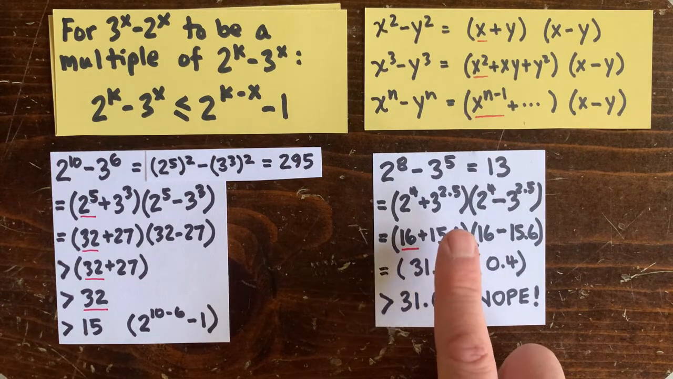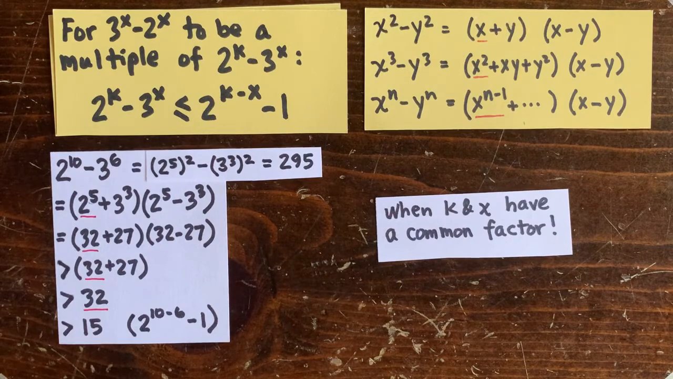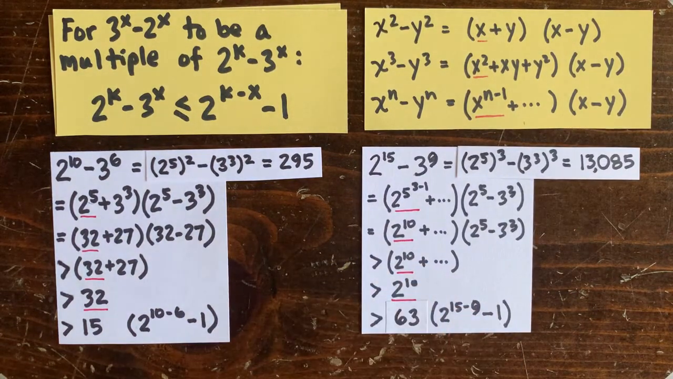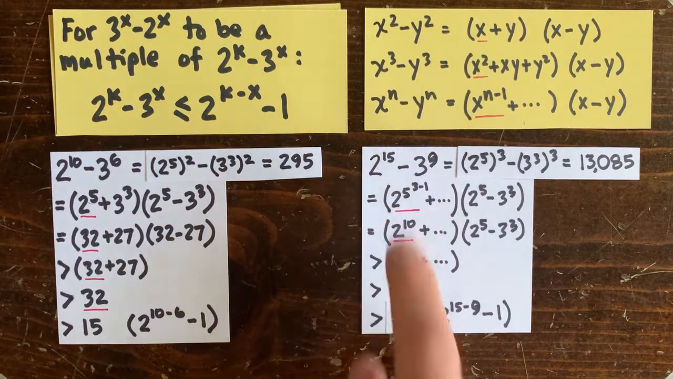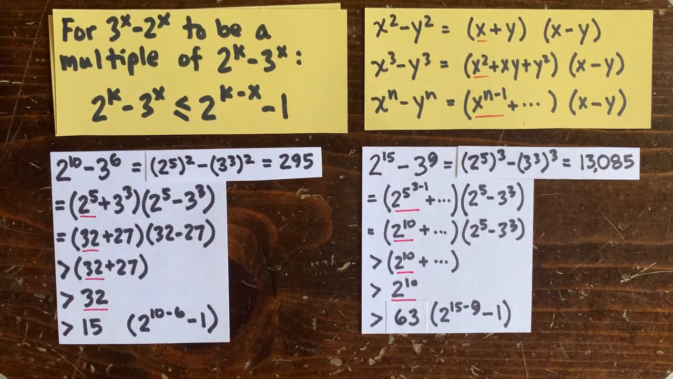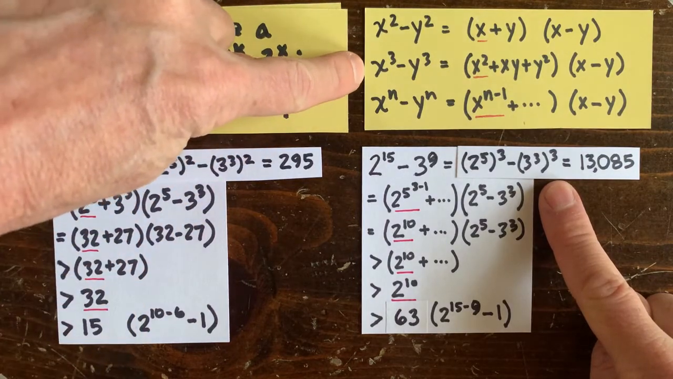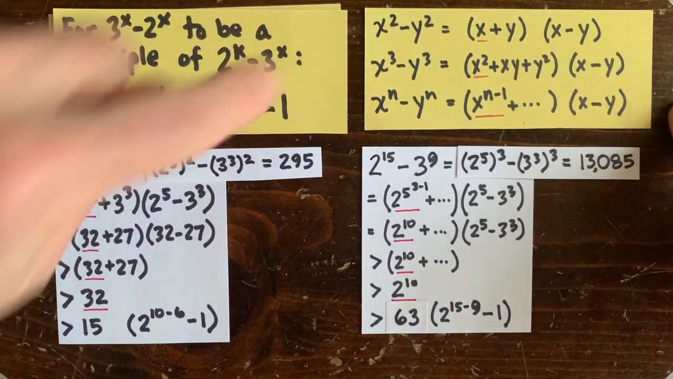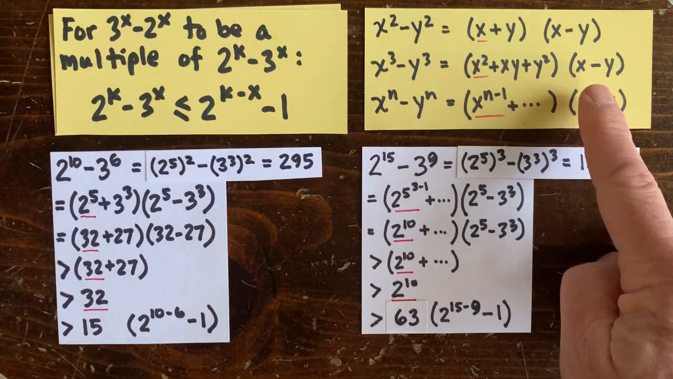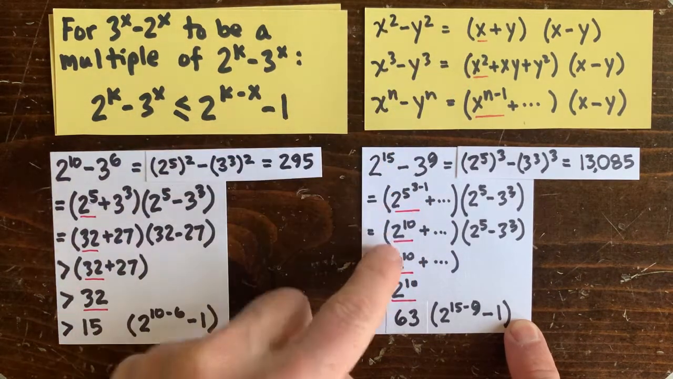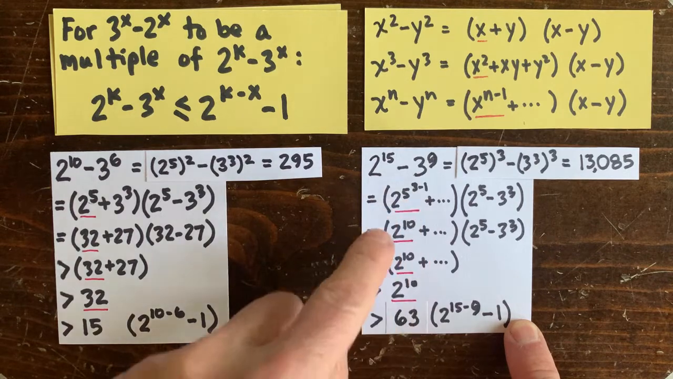We can extend this proof to whenever k and x have a common factor, not just when k and x are even. So here, for example, 15 and 9 have a common factor of 3. So we can rewrite it as a difference of cubes like this. And a difference of cubes can be factored like this. It's still a sum factor times a difference factor. And now the sum factor has more terms, starting with x squared. And even that x squared term is big enough for our purposes.